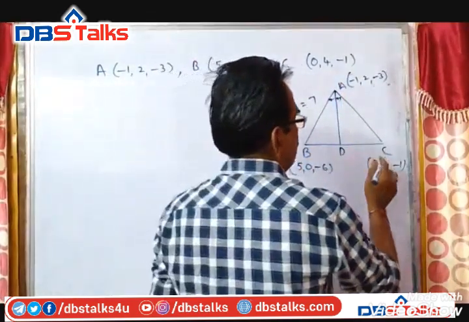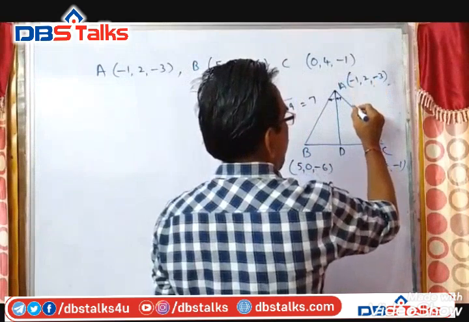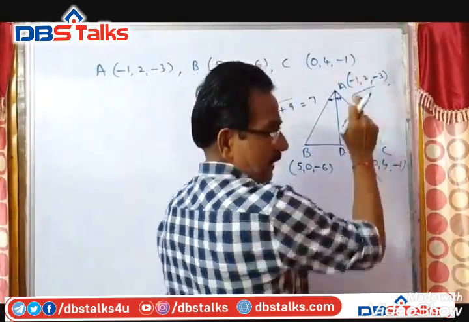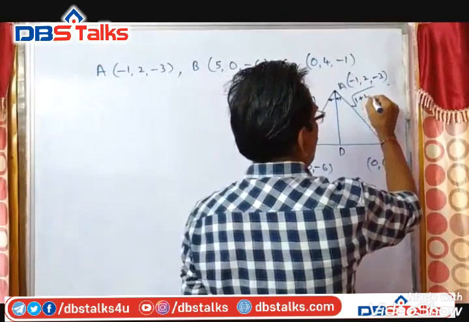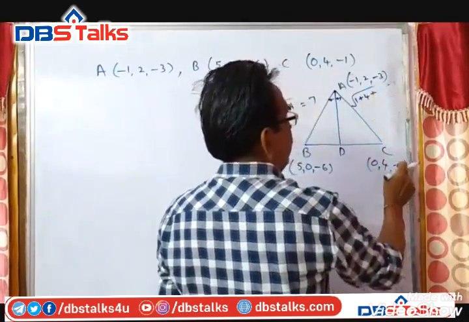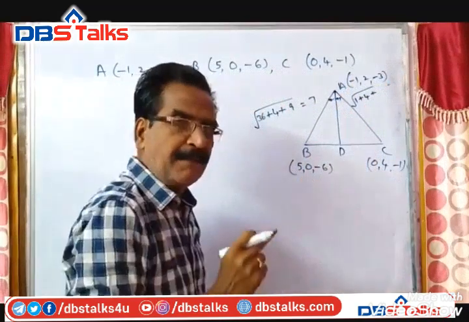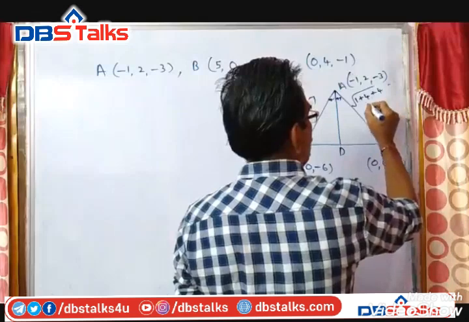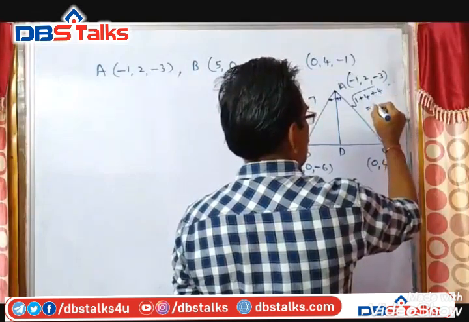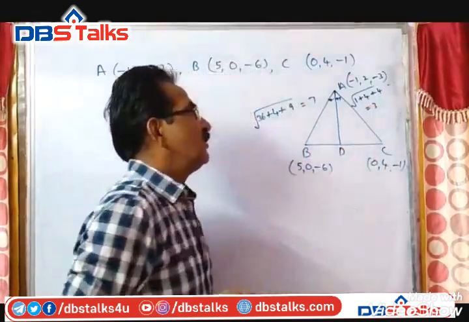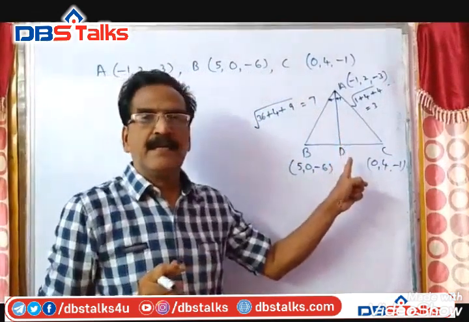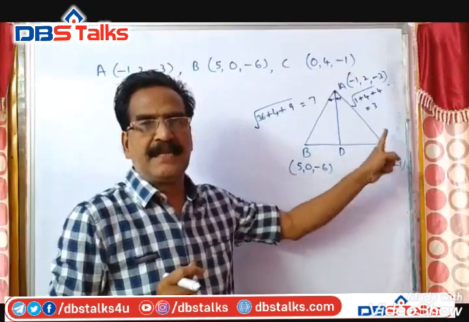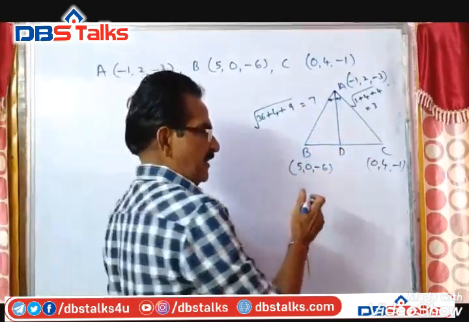And AC: (0 minus 1) whole square, 1, plus (4 minus 2) whole square, 4, plus (minus 1 of minus 3 plus 2) whole square, 4. Root 9, that is equal to 3. So D divides BC in the ratio 7:3.